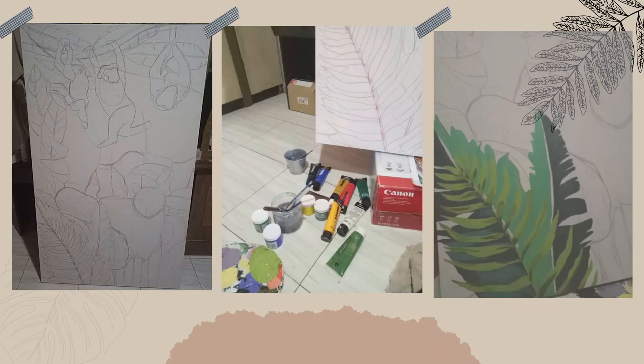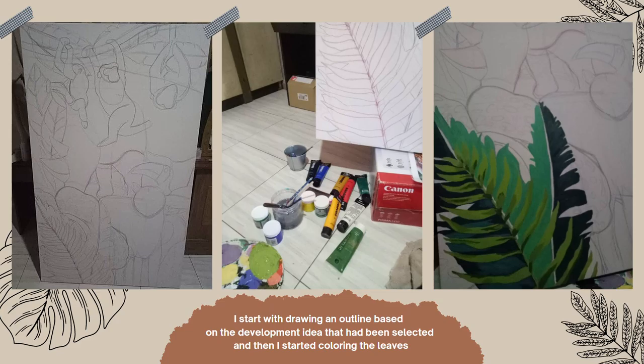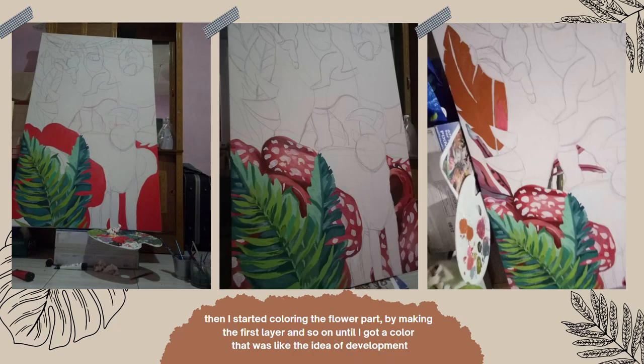So I started by making this painting by drawing the outline based on the idea development that has been selected by my lecturer, Miss Akma. Then I started coloring with the first layer of the leaf color. And then I colored the flower part. I tried the first color, which is red for the first base color. And I made the detail of this flower until I was satisfied and it looks like the idea development that I have made.